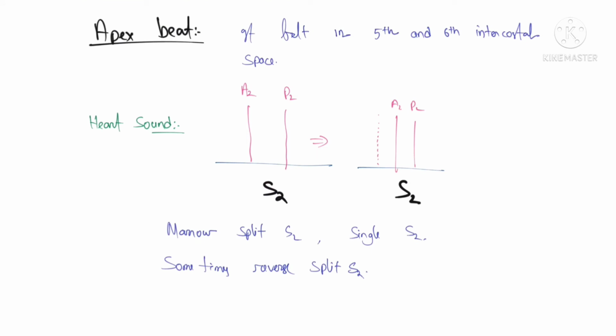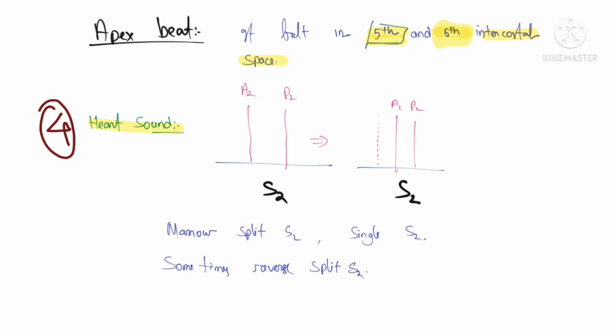The third finding will be the apex beat. Normally, the apex beat is felt at the 5th intercostal space, but in HOCM, it will be felt at the 5th and 6th intercostal space. This is because the left ventricle becomes big in size, so the apex will be present in both the 5th and 6th intercostal space. The fourth finding will be the heart sound.